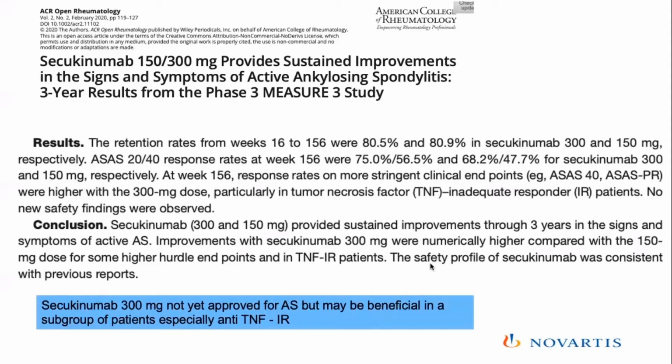It has shown that the SRS-20 response was equally good in the 300 and 150 mg group. But if we take harder endpoints like the SRS-40, SRS partial response, they were actually higher in the 300 mg group, and particularly in patients who had TNF inadequate responder groups. In that, the 300 mg group was better. So till now, the dose that is approved for ankylosing spondylitis is only 150 mg, but 300 mg may be beneficial in a subgroup of patients, especially those who have received anti-TNF previously.